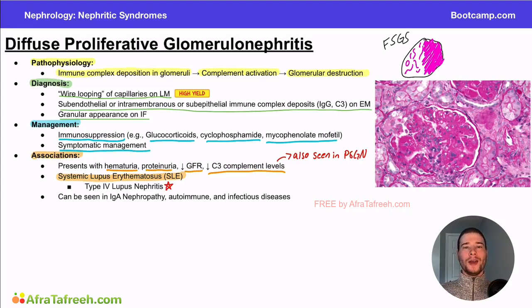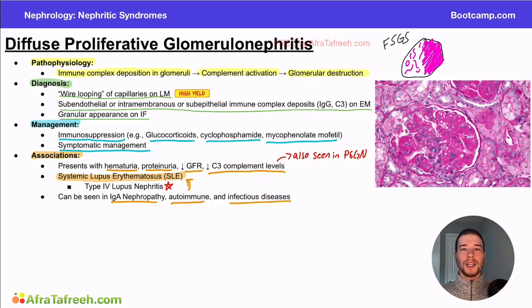It's also important to note that this condition, diffuse proliferative glomerulonephritis, is typically due to something else, or it's associated with other pathologies. And those include things like IgA nephropathy, autoimmune diseases such as SLE, or other infectious diseases. So there's a variety of different ways that they can present this to you.